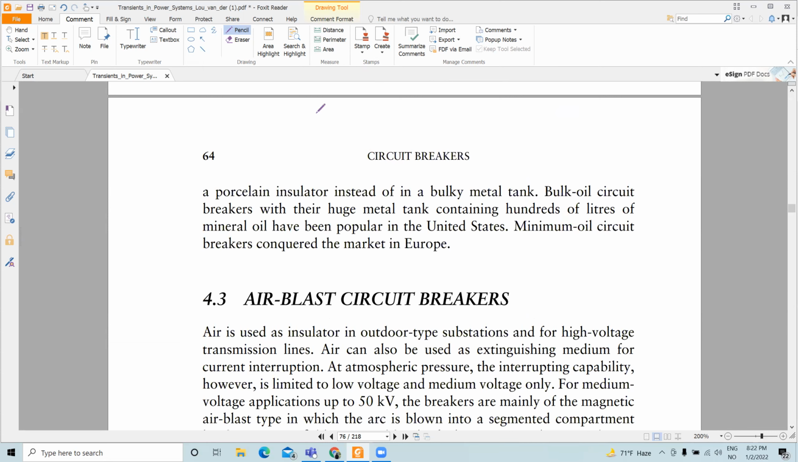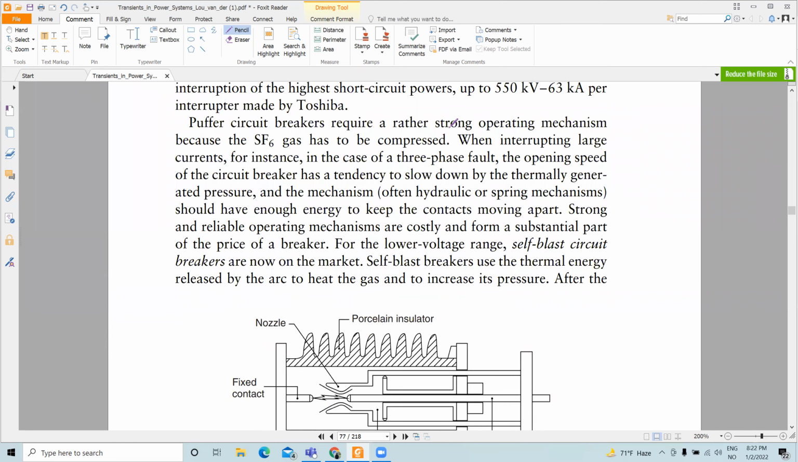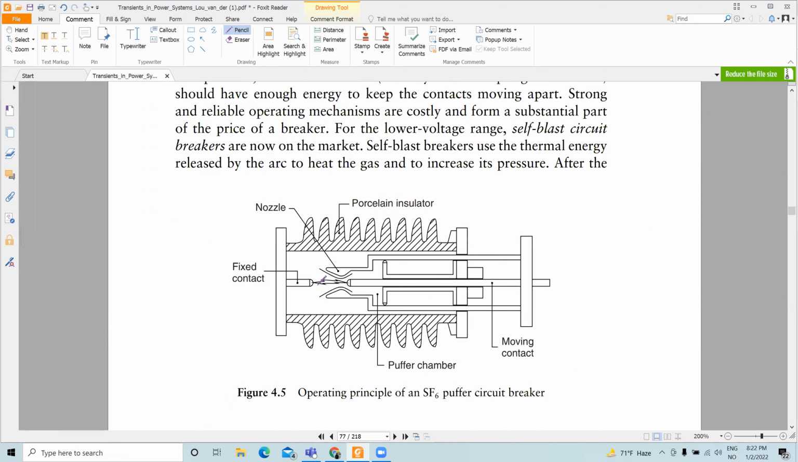You have sulfur hexafluoride or SF6 circuit breakers. In this SF6 circuit breaker, again, you have a fixed contact and an arcing contact here, and when they open, the SF6 gas surrounding the circuit breaker is forced to flow through here, and this SF6 gas takes out the heat and cools the arc. Am I clear?